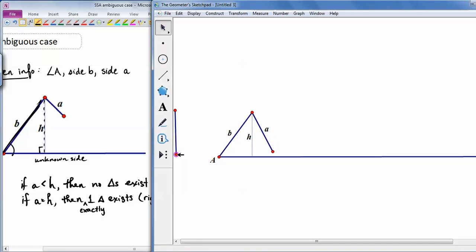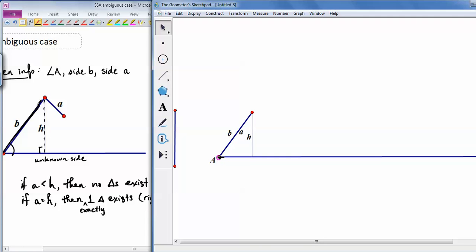What if a is a little bit longer than the height? Right there, a is the height, and now a is a little bit longer than the height. We can definitely connect it on this side. I could also swing it around and make a different triangle right here where there's a, there's b, and there's the third side in that case. So I could make one on this side, or I could make one on that side. And that's true for a longer than h, and up to b units long.